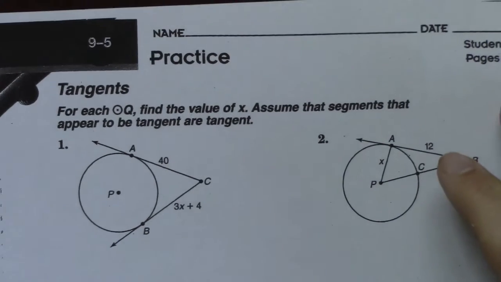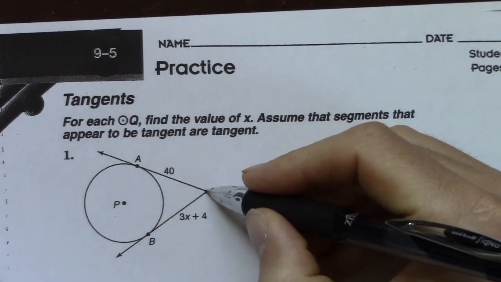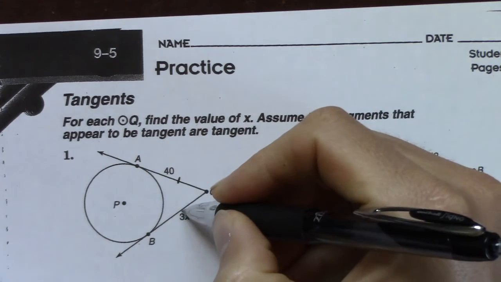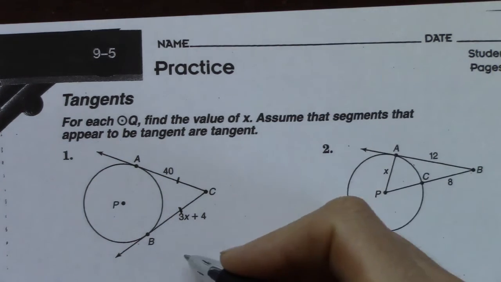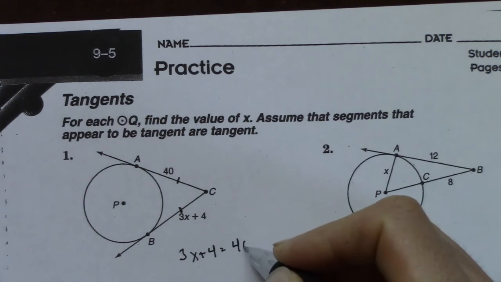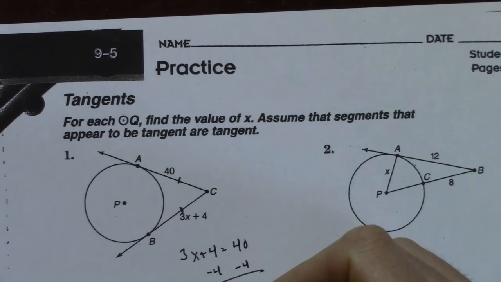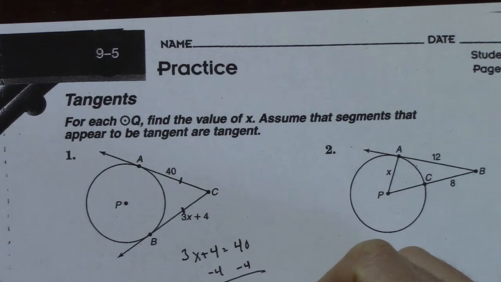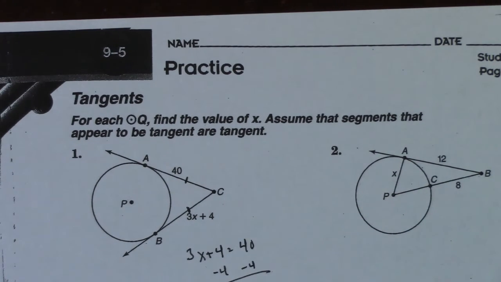So starting with number 1, tangents have a rule that if you have a common point outside the circle and both lines are tangent to the circle, then those lines must be congruent. So right away we can say that 3x plus 4 is equal to 40. Subtract 4, 3x is equal to 36. Divide by 3, x is 12. So for number 1, x is 12.